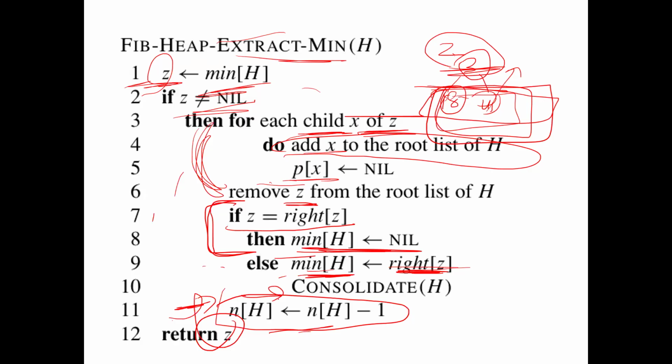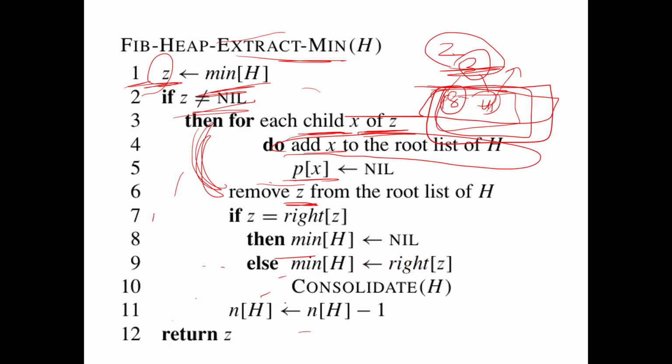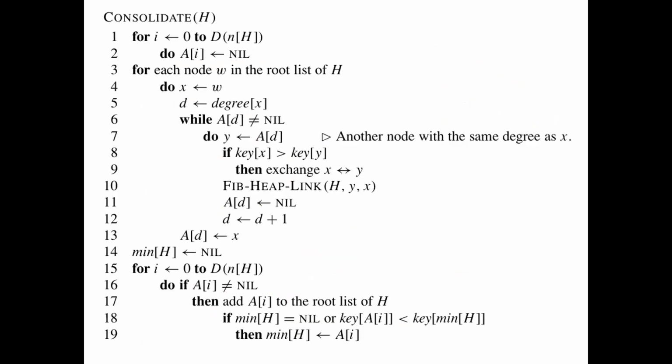Now, what does consolidate do? This is the main function. Okay, what is consolidate? Consolidate is basically combining the nodes with the same degree. So what consolidate does is the main process. Extract min is basically rearranging and bringing it to the root level, reducing the number of nodes, etc. Consolidate is the main thing.